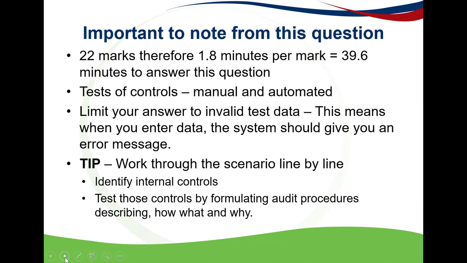Okay, first of all, we need to work out the time that we should spend on this question. So the question counts 22 marks, and you have 1.8 minutes per mark. So that's roughly about 40 minutes that you have to answer this question. Okay, so the question deals with test of controls, and it specifically says that you should include manual and automated test of controls. It also says that if you use test data, that you should limit your answer to invalid test data. This means that you only describe test data that would give you an error message. Okay then, and a tip, how are we going to approach this? So firstly, work through it line by line, identify the internal controls, and then you will test those controls by formulating audit procedures, describing the how, the what, and the why.